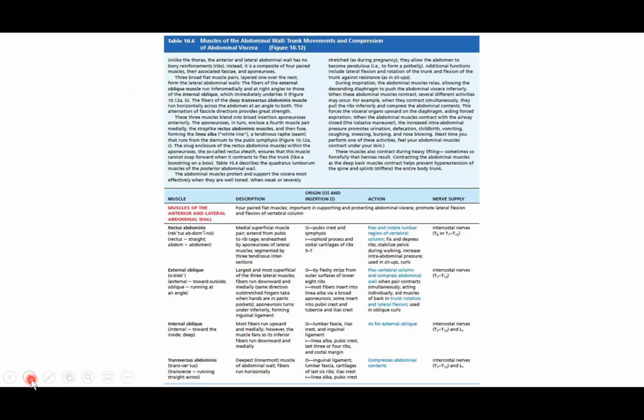So here is the list of the muscles of the abdominal wall and their actions here for the ones that you have to know the actions for.